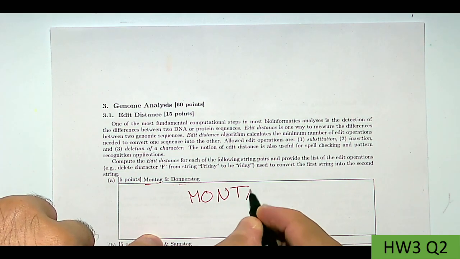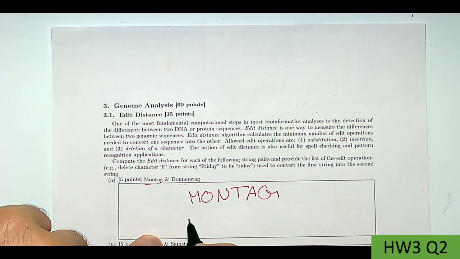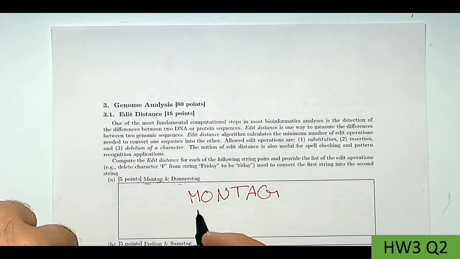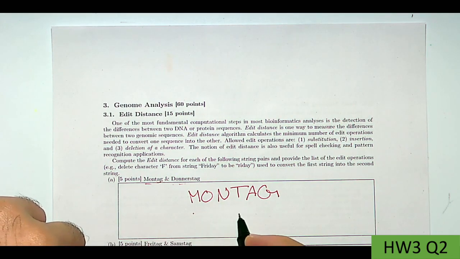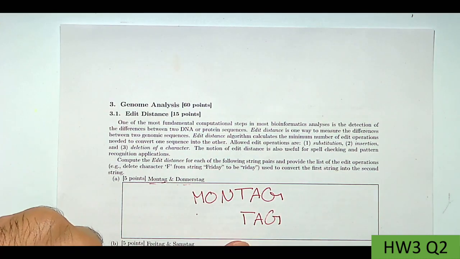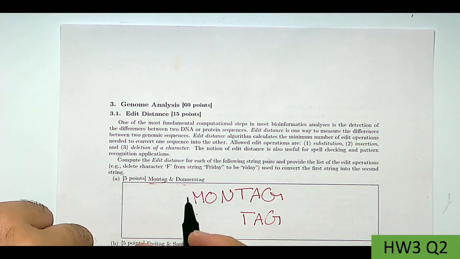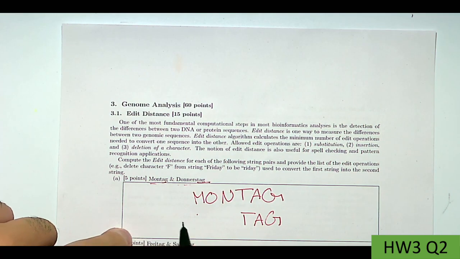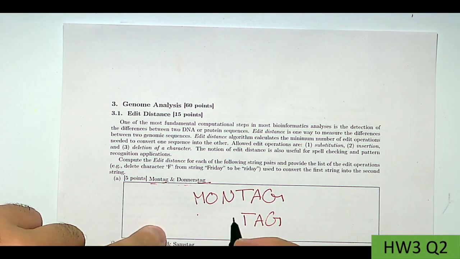You have Montag and Donnerstag. Is that correct? Okay. So apparently the "tag" part is common between the two sequences. So that gives you 3 matches. And you have another 7 characters that don't exactly match.